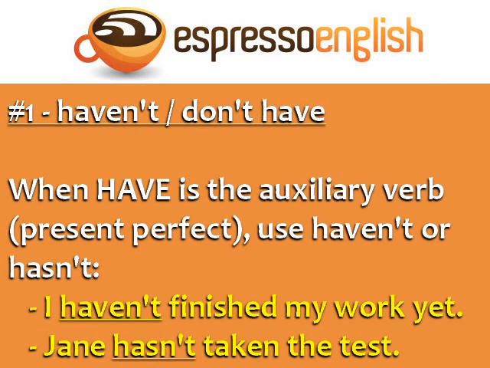When have is the auxiliary verb, like in the present perfect, then we use haven't and hasn't. For example, I haven't finished my work yet. Jane hasn't taken the test.